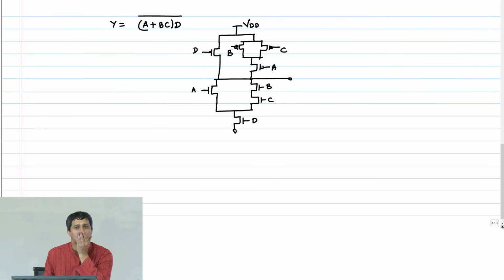Is this right? Yeah. So what are the sizes now for the NMOS? First thing, what is the worst case pull down path? B, C, D. So therefore the sizes should be 3, 3, 3, right? Now what should the size of A be if D is 3?